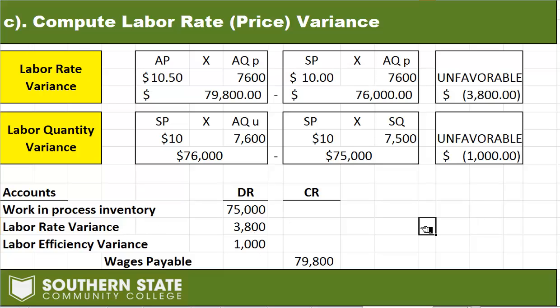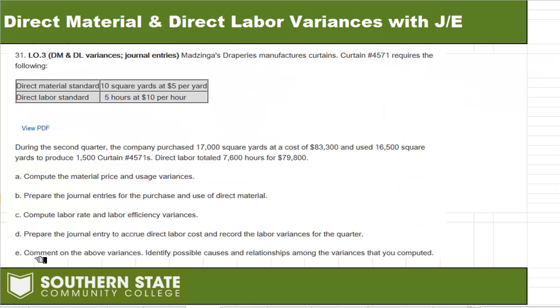So like I said, in a standard costing environment, it's kind of strange to think of, but we actually go ahead and make a journal entry for the standard and the actual amounts. And those differences, those variances, get closed out to cost of goods sold. So that's really all the problem wants to know. If we look at the prompt that we had on E, it says comment on the above variances. So they want us to analyze those variances and give our thoughts on it.